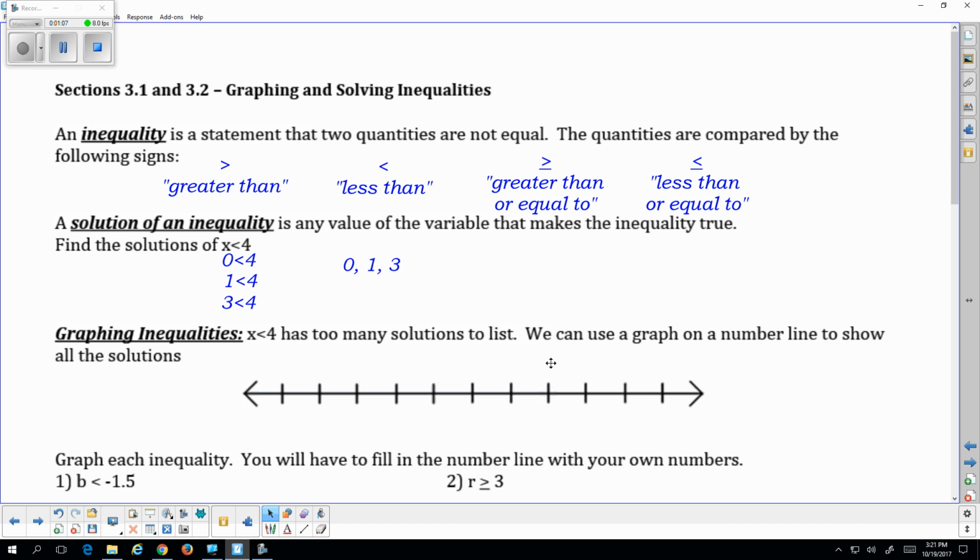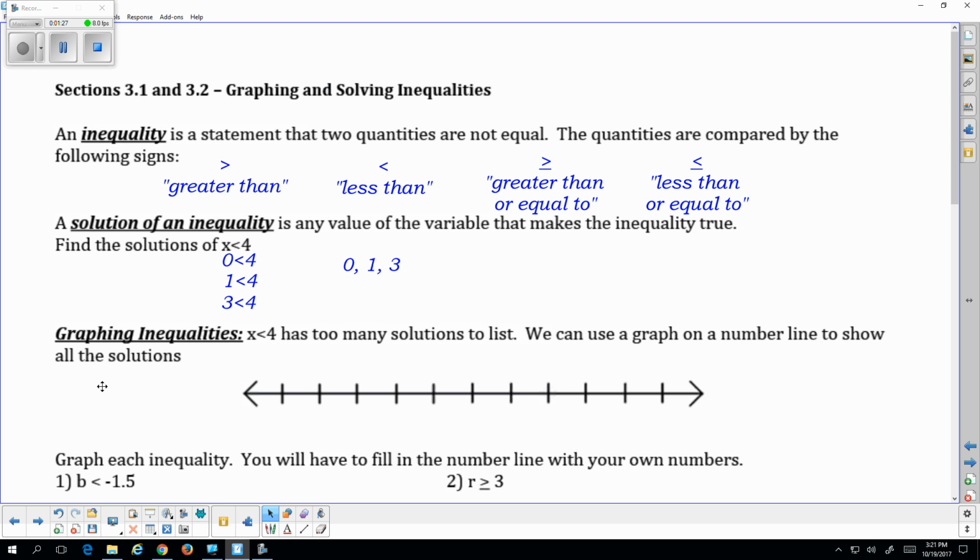Yours might be different. Here's the thing. There are too many solutions to list. So what we do is we graph them to try and list them all. There's so many solutions, so many things that are less than 4. We can't possibly list them all. So that's why we use a graph to show every single solution.